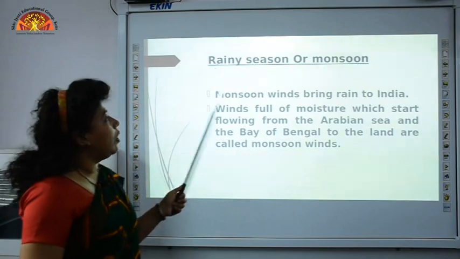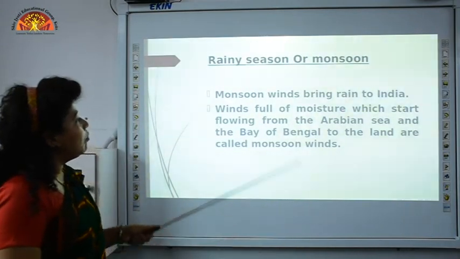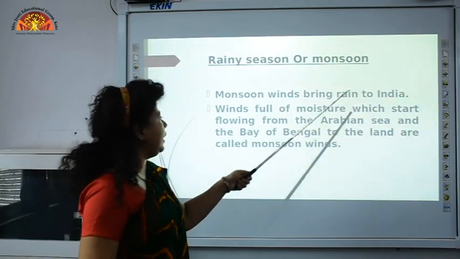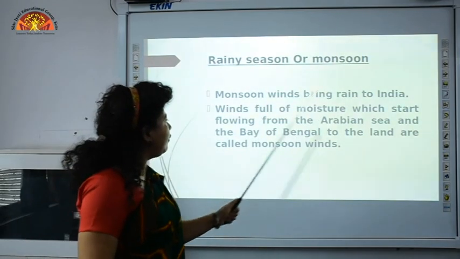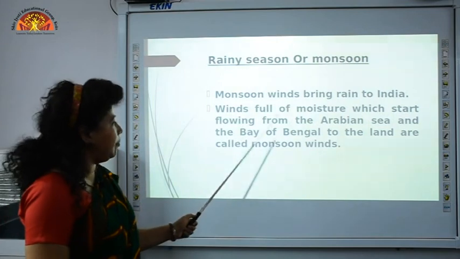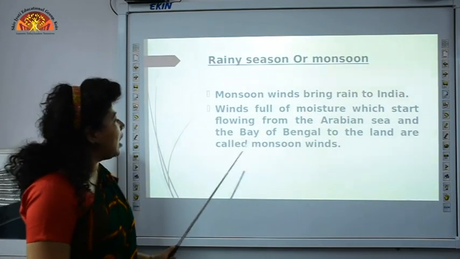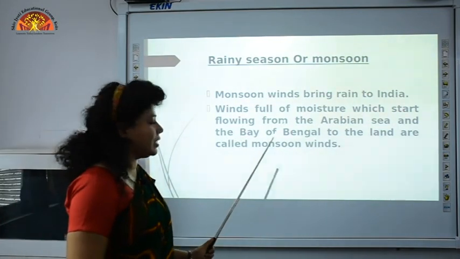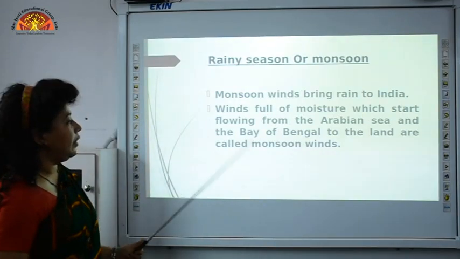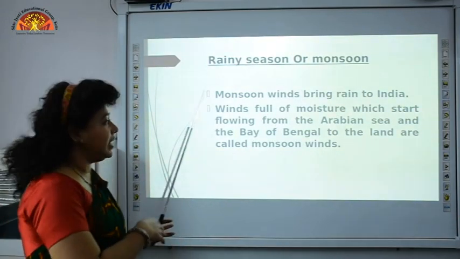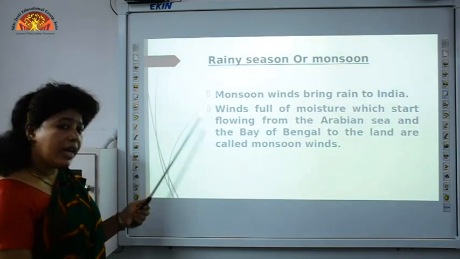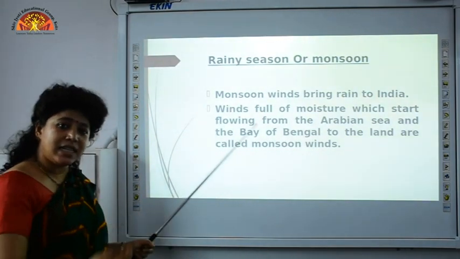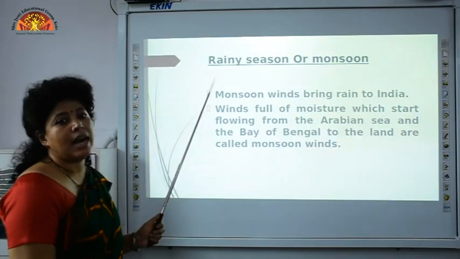रेनी सीजन और मानसून सीजन. Monsoon winds bring rain to India. Winds full of moisture which start flowing from the Arabian Sea and the Bay of Bengal to the land are called monsoon winds. मतलब Bay of Bengal और Arabian Sea से winds आते हैं, उनको बोलते हैं monsoon winds. और ये जो monsoon winds जगह जगह जाके monsoons लाते हैं.